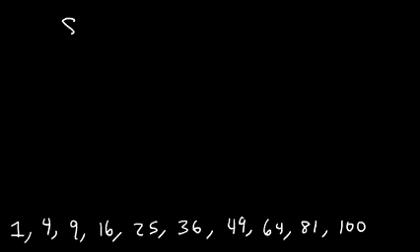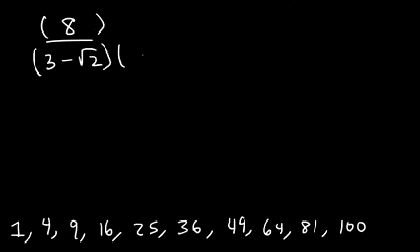Now let's say you have this expression: 8 divided by 3 square root 2. How can we simplify the expression? If you have a fraction with radicals, it might be wise to multiply the top and the bottom by the conjugate of the denominator. So the conjugate is the same thing, but instead of a minus, we're going to have a plus in between the 3 and the square root of 2.